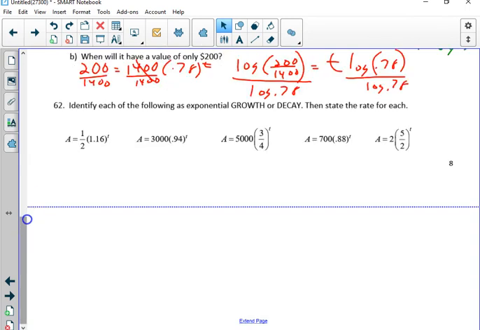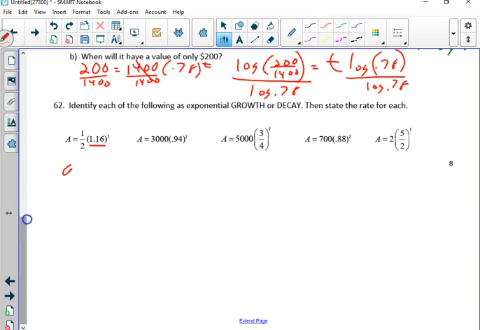Okay, so identify these. Growth or decay? Well, this is over 1, so that's growth. Just for the heck of it, that's a 16% growth rate. 1 plus 0.16. This is less than 1. 1 minus 6 cents would give us 94 cents. So that's decay. And just for the heck of it, that's a 6% decay.